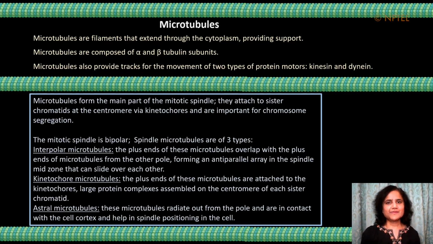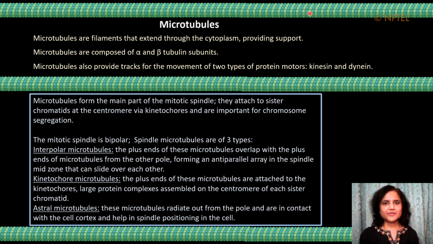Now, microtubules are filaments that extend throughout the cytoplasm, and their function is mechanical. It is to provide support. Microtubules are composed of alpha and beta subunits of tubulin. Microtubules also provide tracks for the movement of two different types of protein motors, kinesins and dynein. Microtubules form the main part of the mitotic spindle.